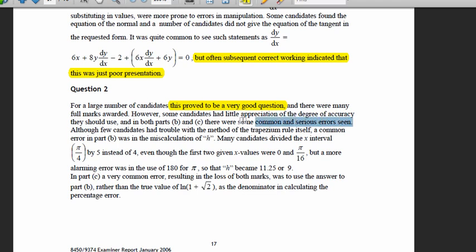You have to remember, when you do the sum, you have to do the degree of accuracy up to 4 or 5 decimal places. You cannot just take to the nearest number. Although few candidates had trouble with the method of the trapezium rule, the common error in part B was the miscalculation of h. Remember, this is a common error. For finding h, you go to the next one, subtract the previous one, x2 minus x1 or x1 minus x0. Many candidates divided the x interval by 5 instead of 4, and so the calculation of this was a mistake. And pi is 3.142 radian. The input has to be in radian, so remember the common mistake.